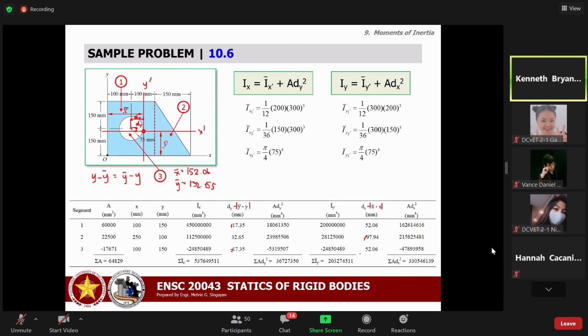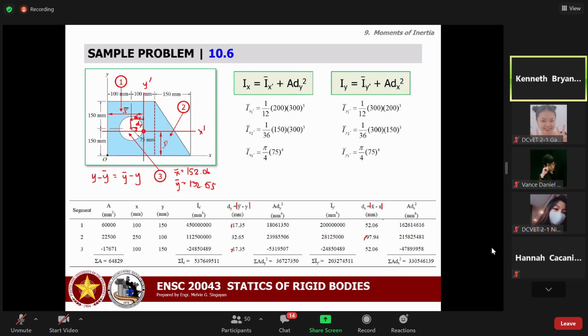So dx is equal to bar x minus x. Bar x is 152.06, so minus x is 52.06. The other one, 152.06 minus 250, so that's 97.9 negative. So may value ka na ng dx.